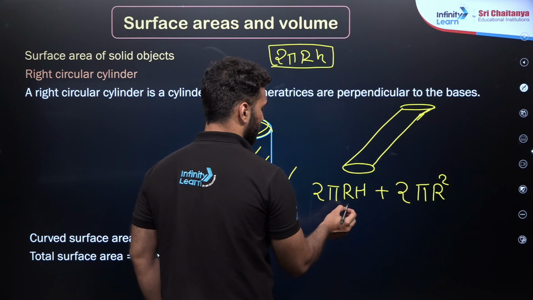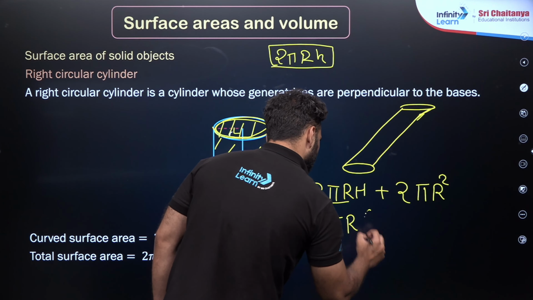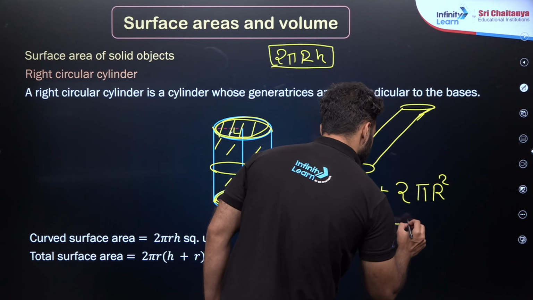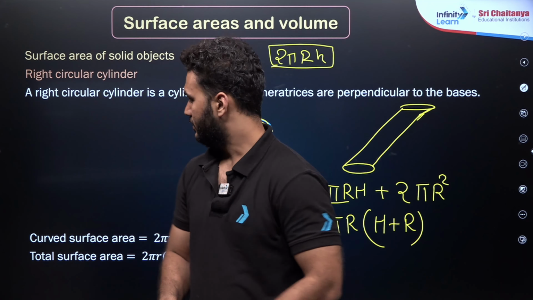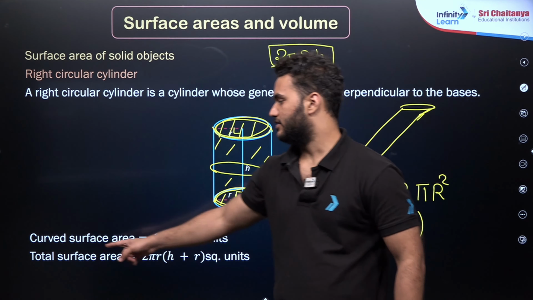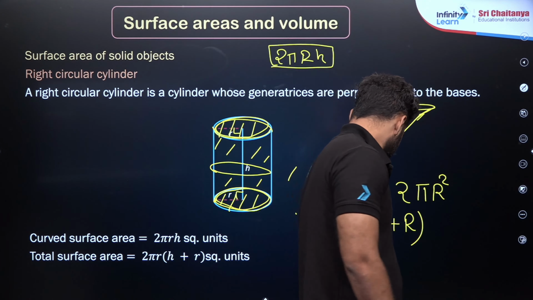What can you take common? 2 pi r. Take 2 pi r common, and we will get h plus r. That's it. This is the total surface area and this is the curved surface area. Now let's go for the next.